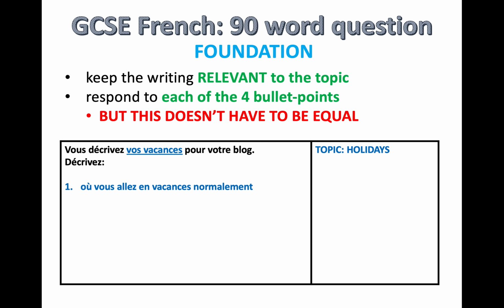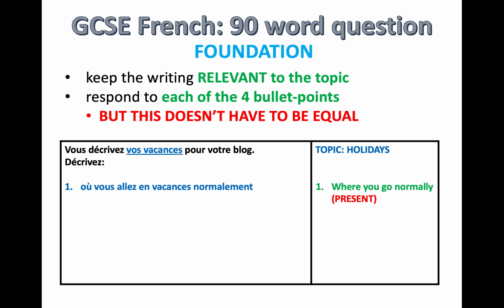Imagine number 1, où vous allez en vacances normalement? Well, really, that's asking you where you go normally. And one big thing about the bullet points in a 90-word question is it indicates what time frame or what tense you should be talking in when answering that particular bullet point. If we take that hint, it makes it much easier for us to talk about the past, the present, and the future as required.